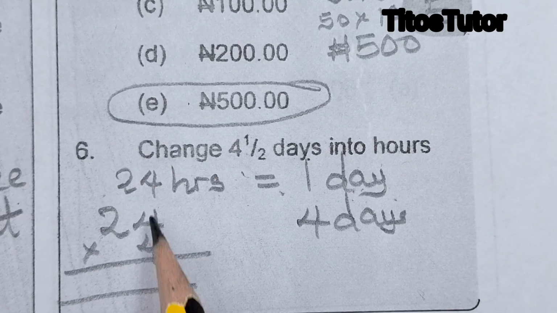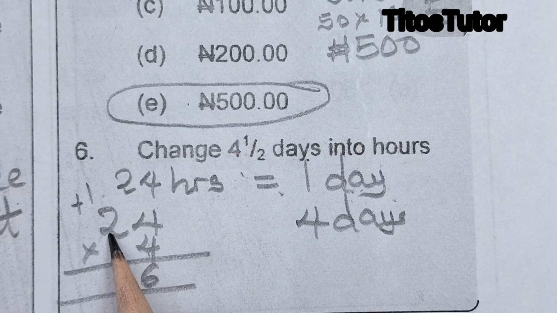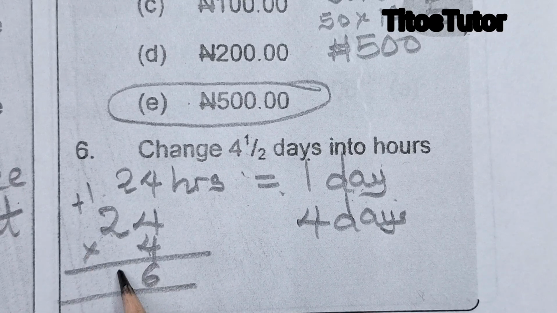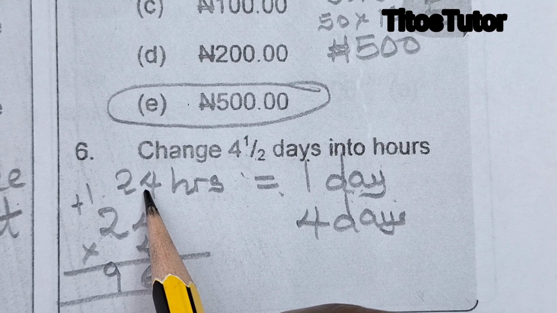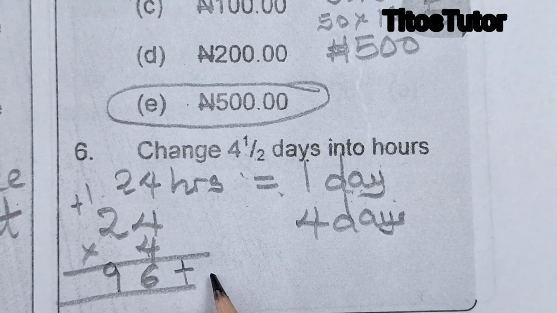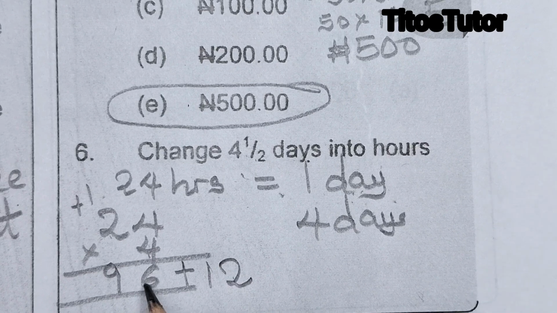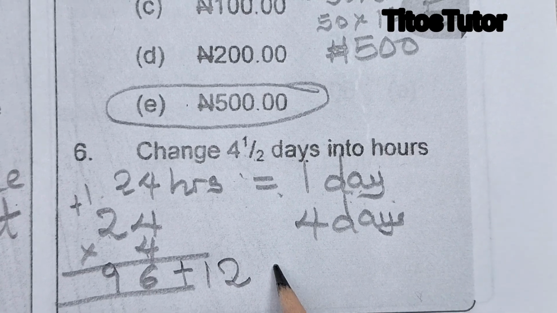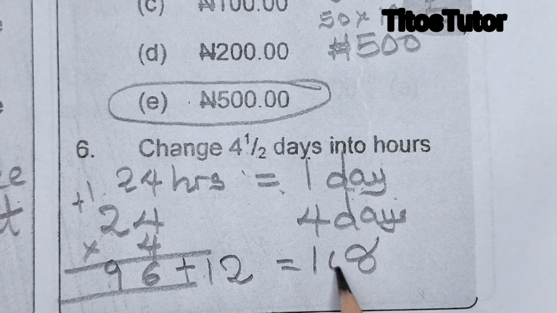4 times 4 is 16. I put a 6 plus 1. 4 times 2 is 8. 8 plus 1 is 9. But there's half of a day, which is half of 24. That means I'm going to add 12. Half of 24 is 12. 6 plus 2 is 8, and 9 plus 1 is 10.